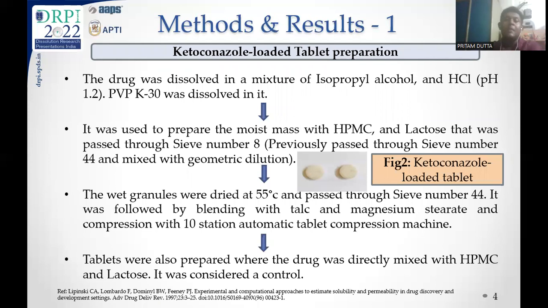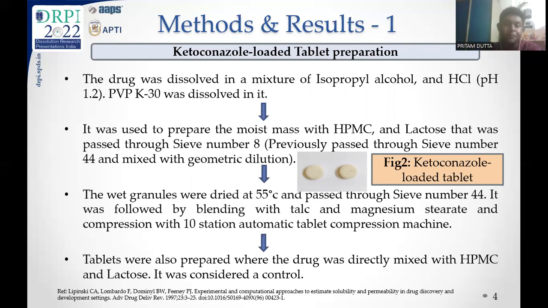Now, the methods and results one. Under this category, the first one is the ketoconazole loaded tablet preparation. To prepare the tablet, isopropyl alcohol and HCl solution is required, which can help the drug to dissolve in the mixture. Then the PVP K30 was dissolved in it. Then the moist mass was prepared with the help of HPMC and lactose, and it was passed through sieve number 8. Previously, it was passed through sieve number 44.